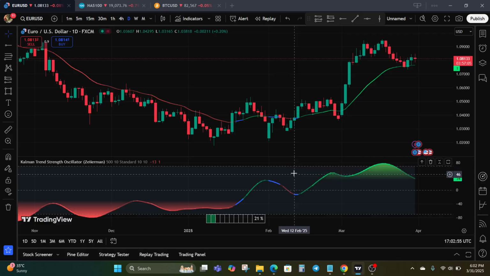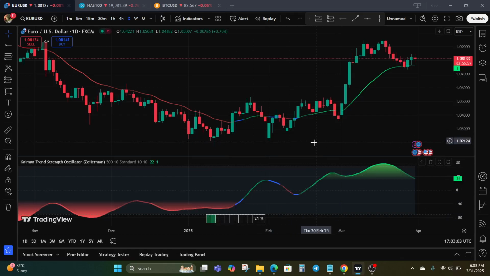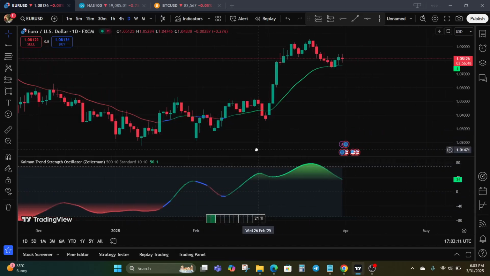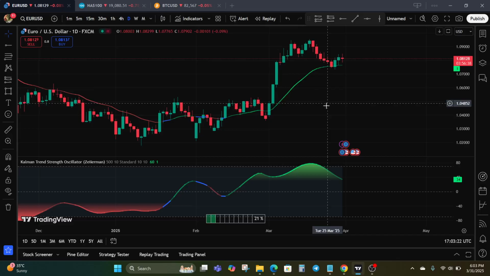Okay, so how do we use this indicator to analyze trend strength? Here's what to look for. When the oscillator is rising, it confirms a strong bullish trend, especially when the color is green. In fact, when the oscillator climbs above the zero level and is green in color, it confirms bullish momentum.